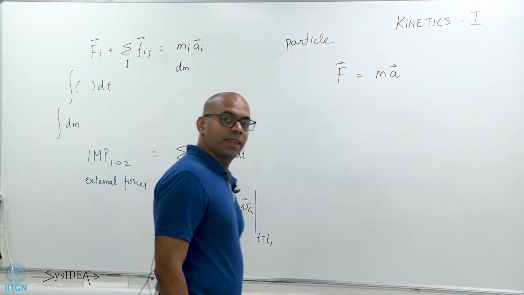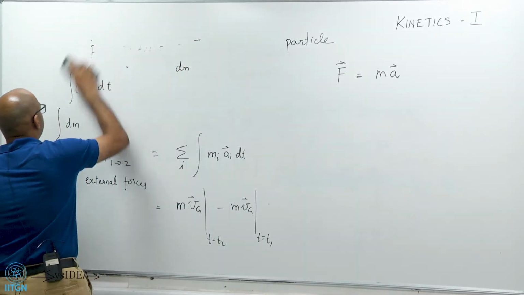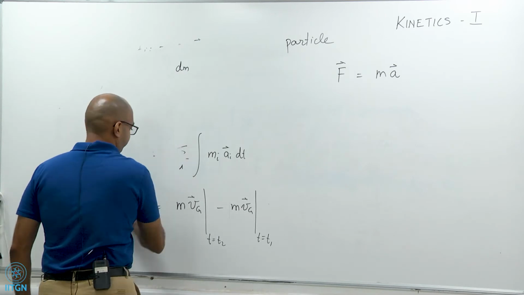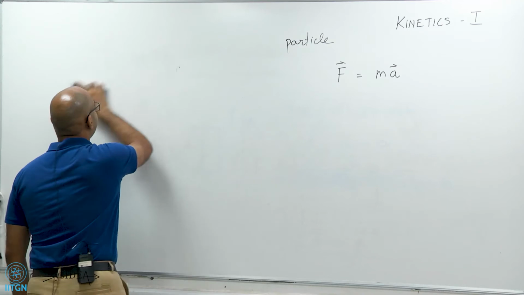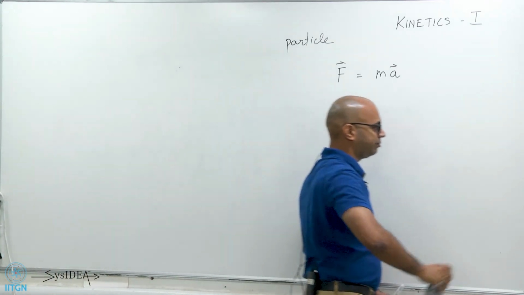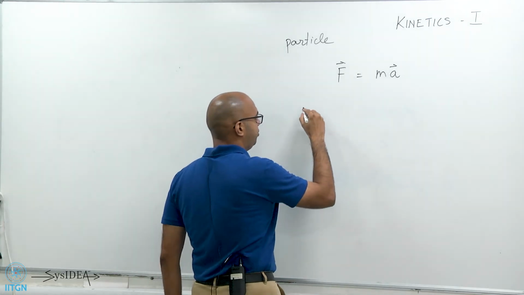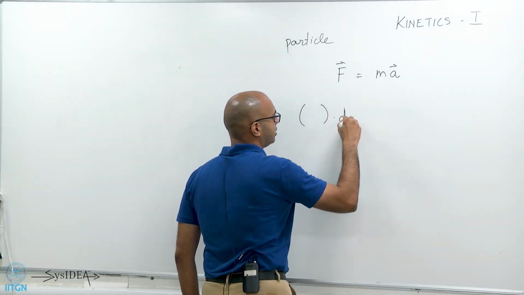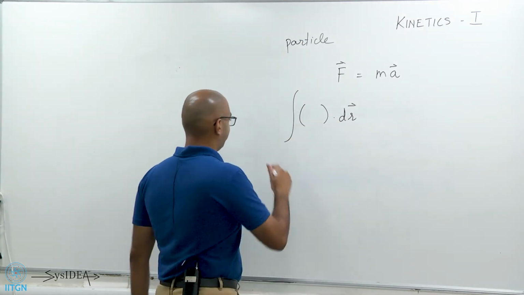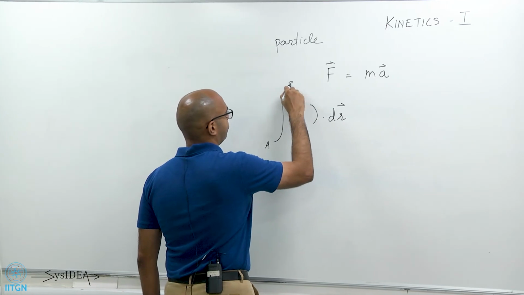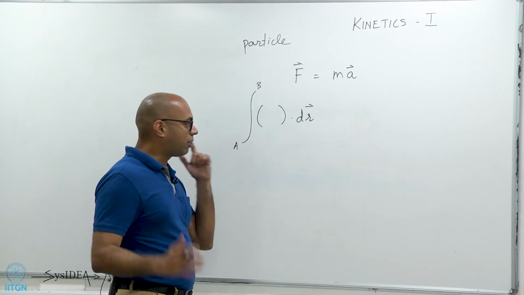Okay, now let's go to a different principle. That was impulse-momentum, where we essentially took Newton's law, multiplied by dt on both sides and integrated. But now let's dot product both sides with dr and then integrate from configuration A to configuration B. Now these are not points A and B, this is a configuration.